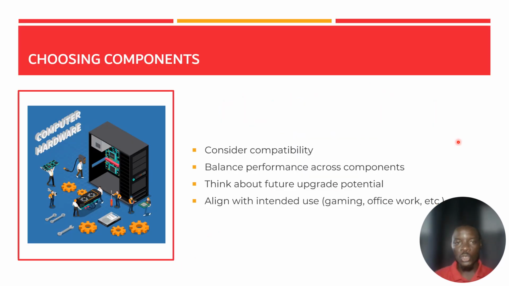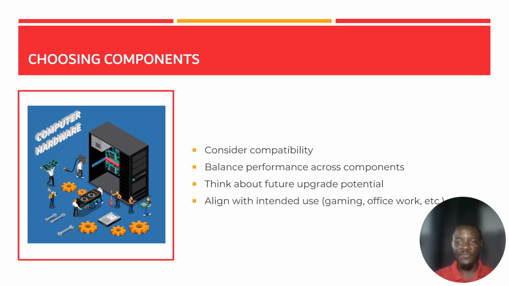So when you are choosing your components, what are the things you need to look at? Selecting the right components is crucial for building an effective and efficient computer system. One, compatibility. Ensure that all components work together. For example, the CPU must be compatible with the motherboard socket and also the chipset.